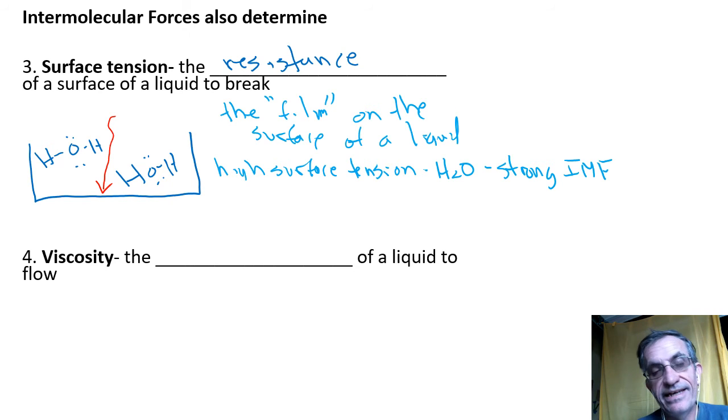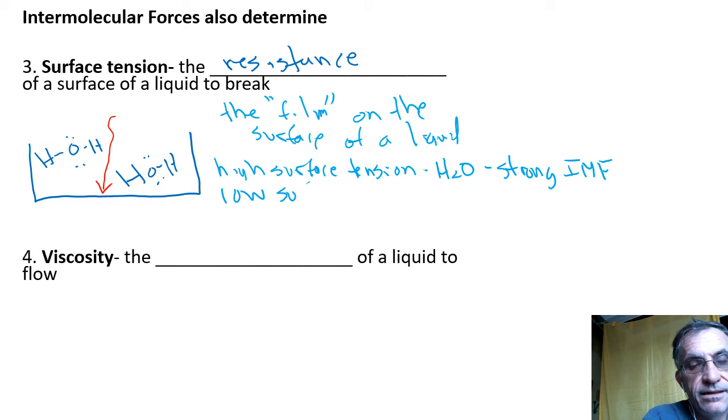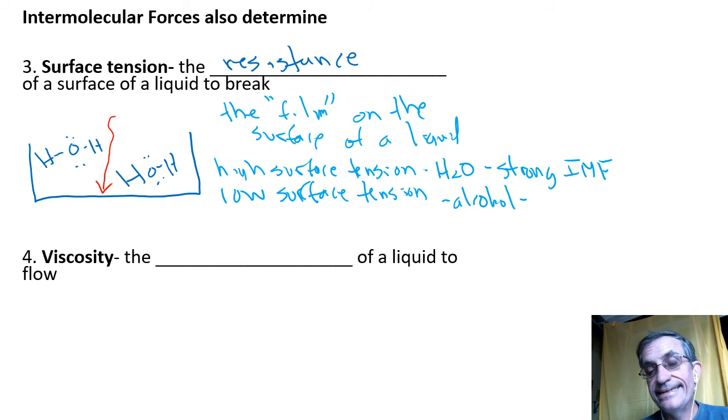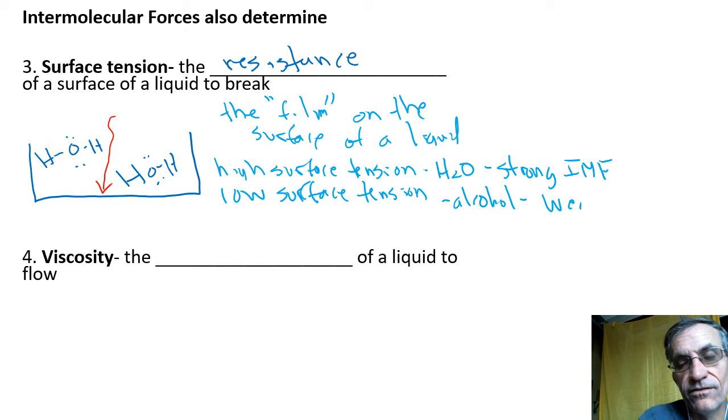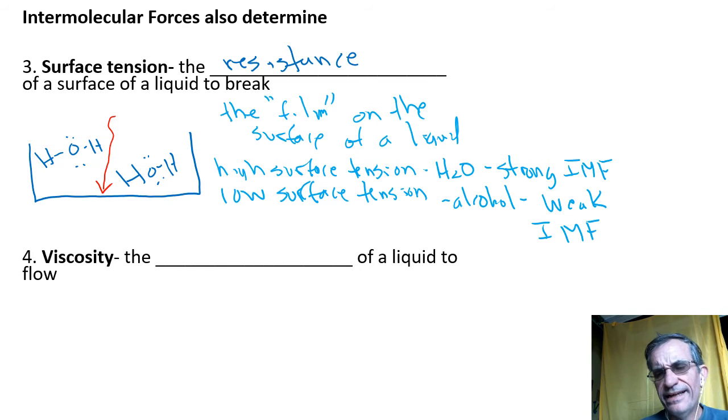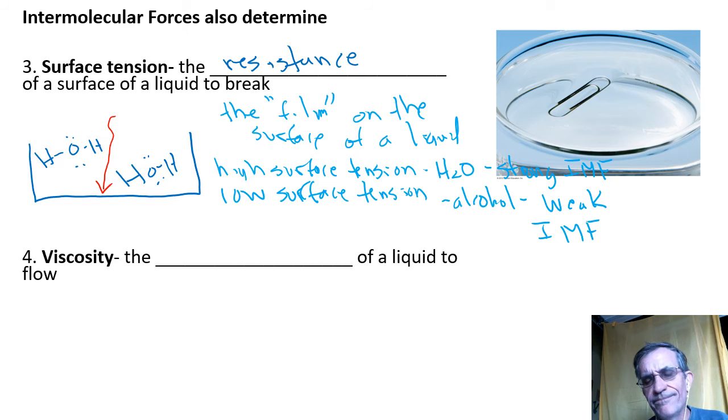Now, you can also have things with a low surface tension. Those things don't resist things sinking into them. An example of that would be alcohol again. And again, if you are easy to break up and break through, that's because you have weak intermolecular forces.